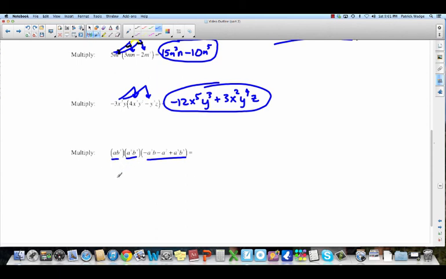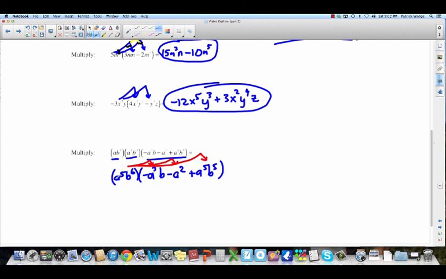A times a to the 4th is a to the 5th. B to the 3rd times b to the 3rd is b to the 6th, just adding exponents, right? And then we're going to multiply that monomial by this trinomial: negative a cubed b minus a squared plus a to the 5th b to the 5th. And we're going to have to do some mountains. How many mountains this time? 3. One here, one to there, one to there.